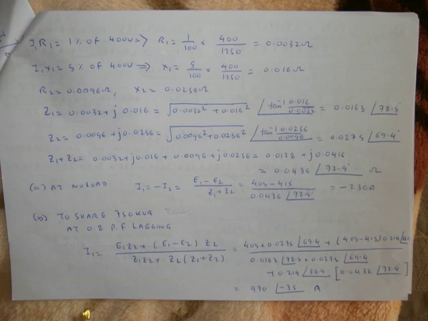So that will be 405 multiply 0.0275 and get 69.4, plus 405 minus 415 multiply 0.214 and get 36.9, divided by 0.0163 and get 78.5 multiply 0.0275 and get 69.4, plus 0.214 and get 36.9 multiply 0.0436 and get 72.9. So you get 970 at minus 35 degrees. So those are the I1 values we calculate for the unbalanced case.